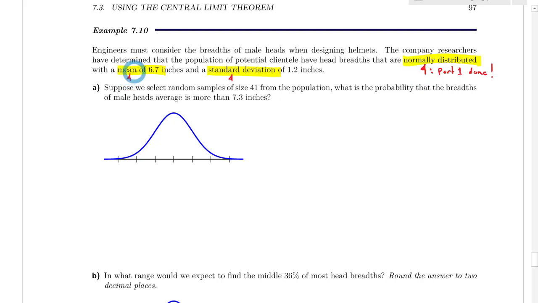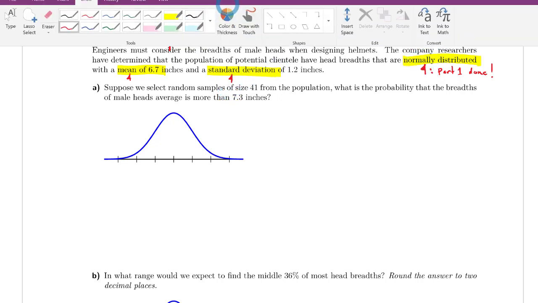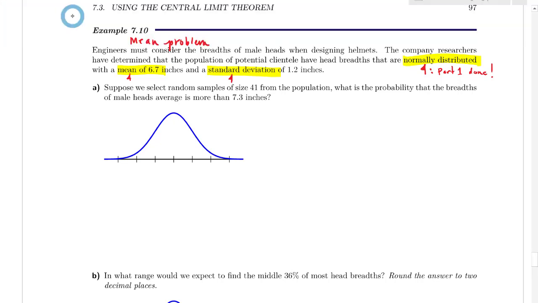I see the word mean. I see the standard deviation. Mean, standard deviation, mean, standard deviation. Is this a proportion? No. This is a mean problem. Why? Because they gave us a mean and a standard deviation. Those are your red flags. Now, it doesn't matter for the preliminary anymore because it tells me it's normally distributed, but I do still have that part 2 with just giving the sampling distribution.